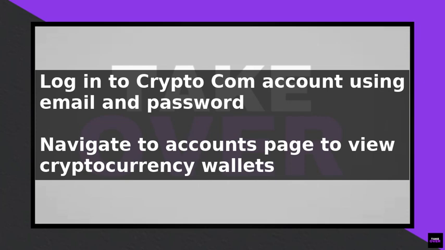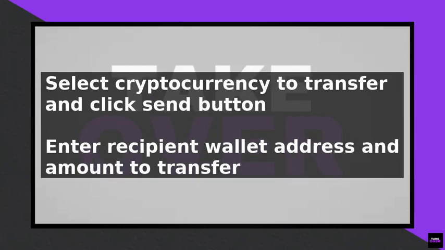Select the cryptocurrency you want to transfer and click on the Send button. You will be prompted to enter the recipient's wallet address, the amount you want to transfer, and a note to identify the transaction. Make sure to double-check the recipient's wallet address as cryptocurrency transactions are irreversible. You can use the QR code scanner to scan the recipient's wallet address if it is available.